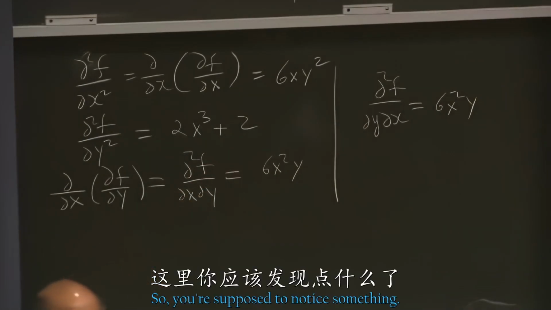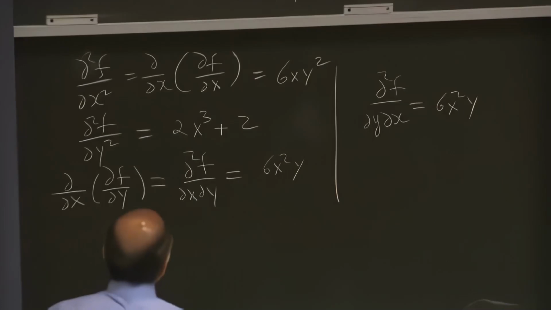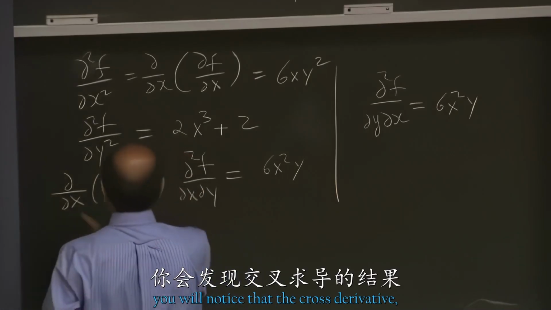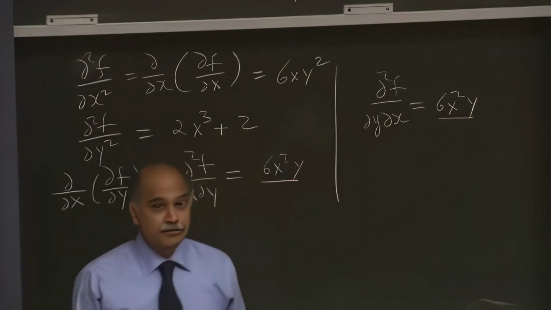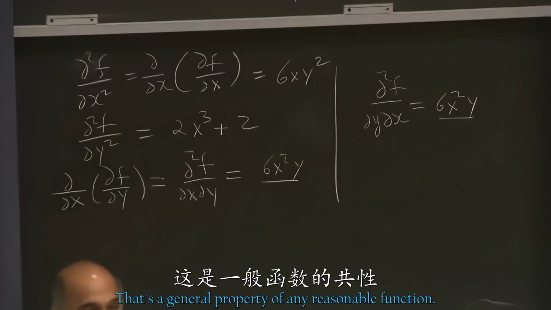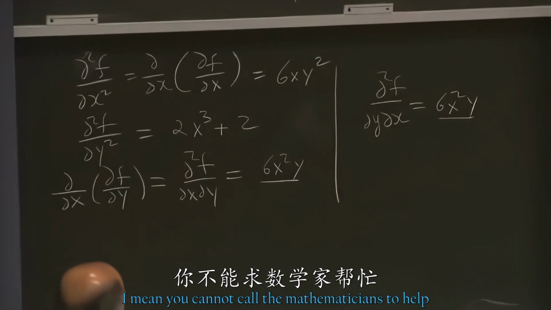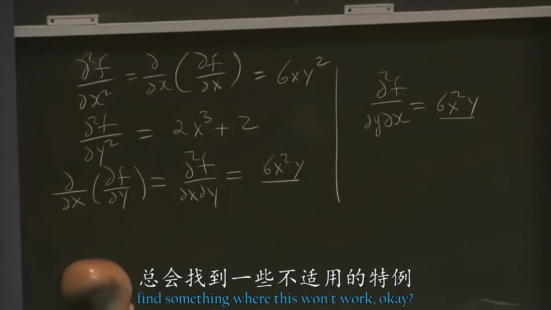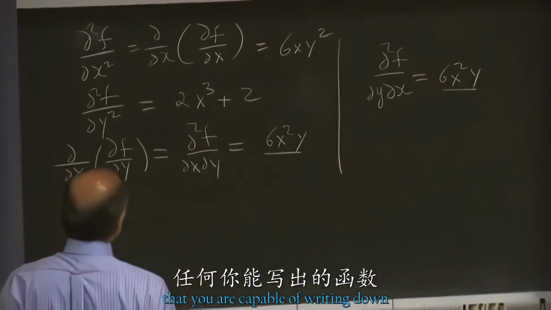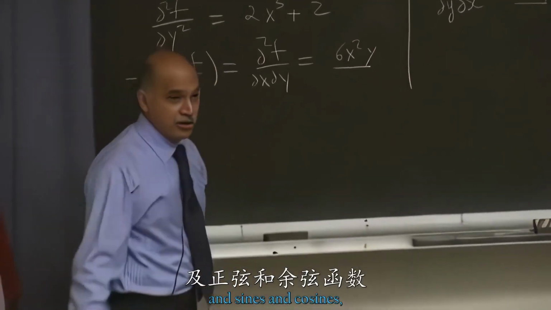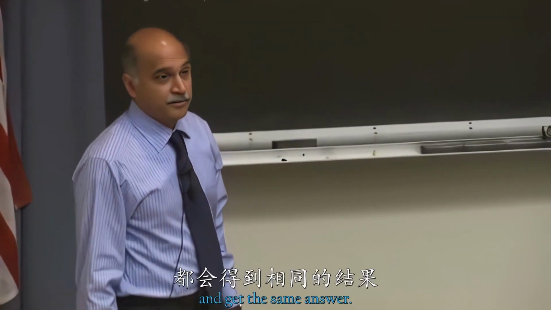So you're supposed to notice something. If you already know this, you're not surprised. If you have never seen this before, you will notice that the cross derivatives, y followed by x and x followed by y, come out equal. That's a general property of any reasonable function. By reasonable, I mean you cannot call the mathematicians to your help because they will always find something where this won't work. But if you write down any function that you are capable of writing down with powers of x and powers of y and sines and cosines, it will always be true that you can take the cross derivatives in either order. You get the same answer.